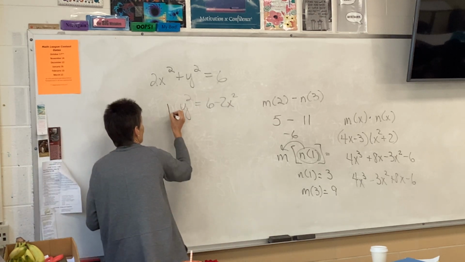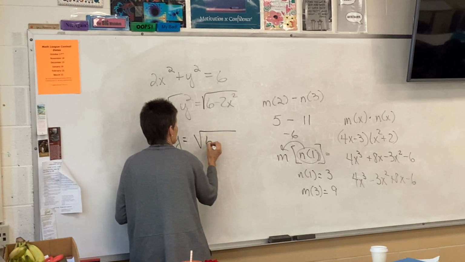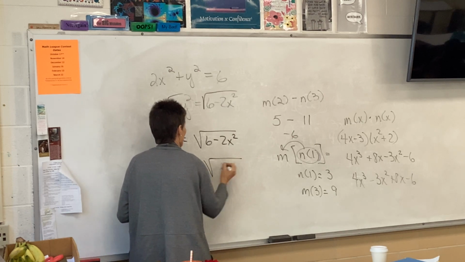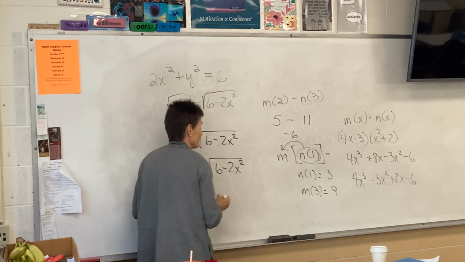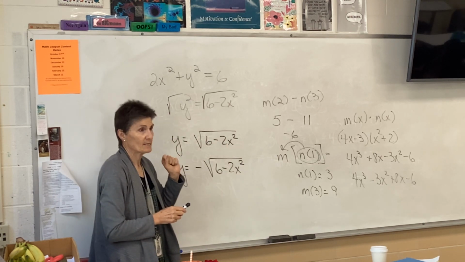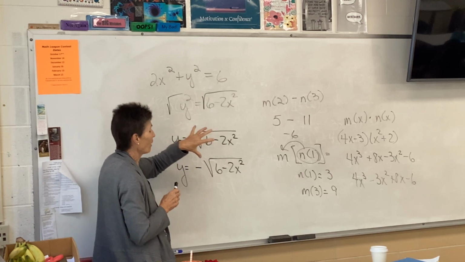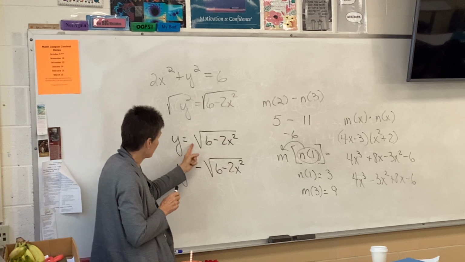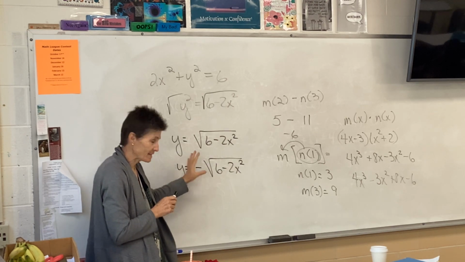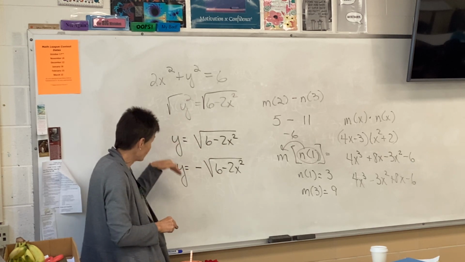Square root. And I'm gonna write two separate answers. Square root of 6 minus 2x squared and negative square root of 6 minus 2x squared. Do I ever change anything inside the parenthesis or inside the radical? Nope, don't touch it. These two are identical, except one's a positive and one's a negative. Is that your whole answer? That's the answer, right there. And on the test, there'll be two answer blanks. You'll put this in one and this in one.